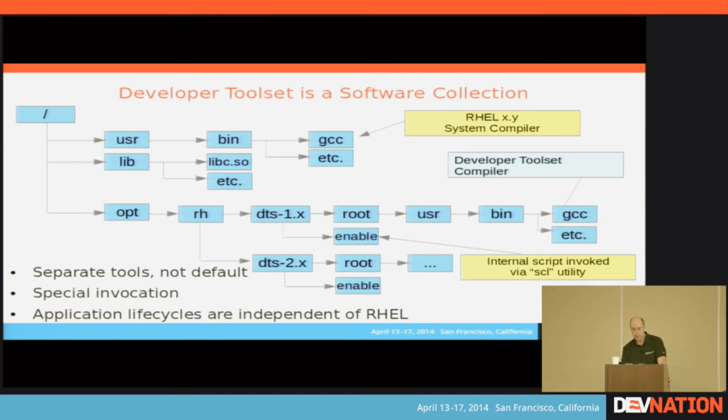These are all separate tools. There's a special invocation to run them from your shell. You do SCL enable the particular collection, and then the components that you use in that shell come from the software collection you've enabled. And as we mentioned before, the application life cycles are independent of Red Hat Enterprise Linux.